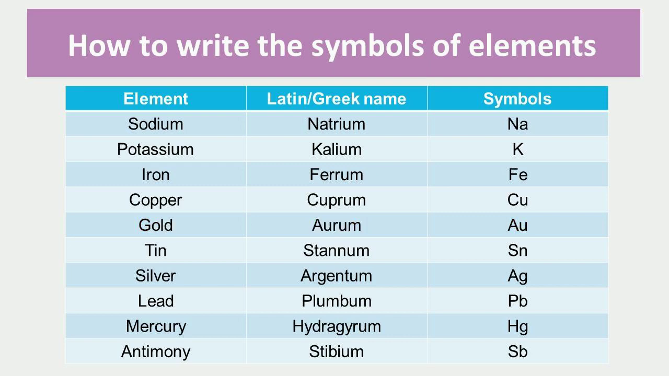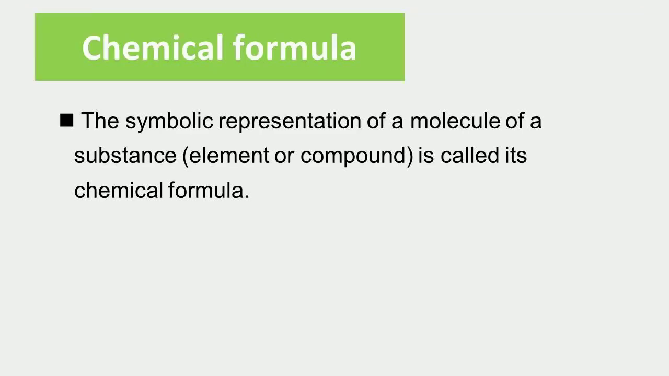Similarly, the symbols of tin, silver, lead, mercury, antimony, etc. are derived from their Latin names. Just as elements are represented by symbols, the molecules are represented by chemical formulae. The symbolic representation of a molecule of an element or a molecule of a compound is called its chemical formula. For example, the chemical formula of carbon dioxide is CO2. The chemical formula of water is H2O. The chemical formula of hydrogen chloride is HCl, etc.